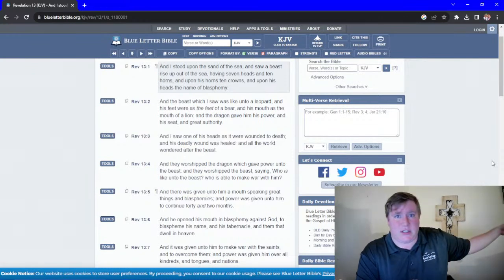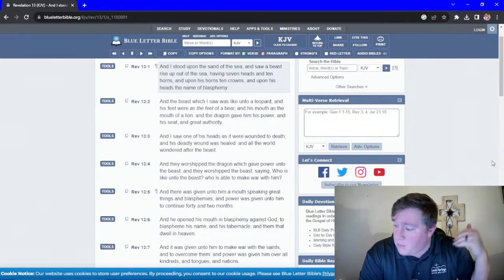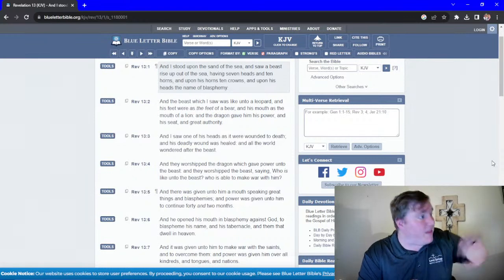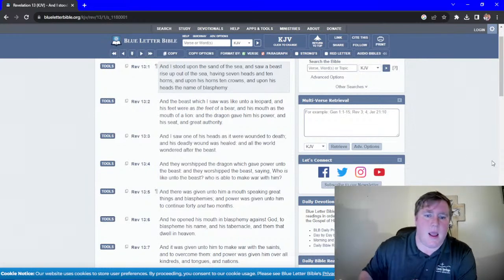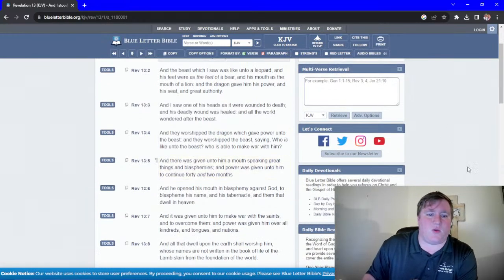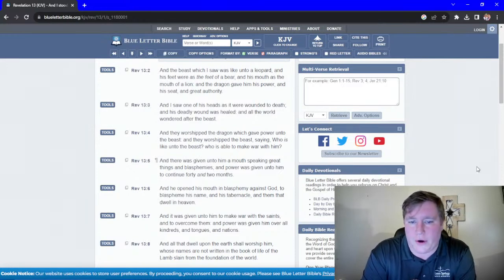Because if you go back to Daniel 7, he tells you that there is a 4th beast who's even more mighty and more terrifying than the others, right? So John's giving us the location of this beast. And right here, it says, Revelation 13:3, and I saw one of his heads as it were wounded to death, and his deadly wound was healed, and all the world wondered after the beast.